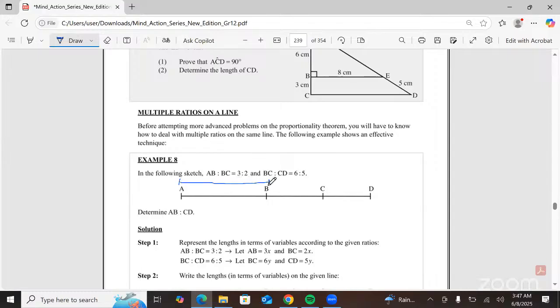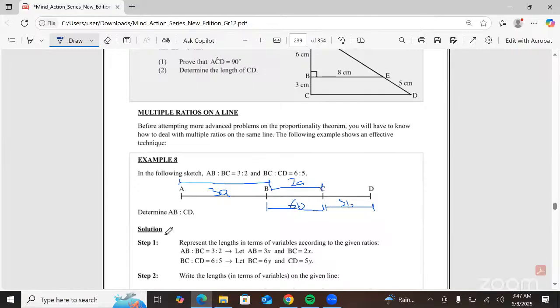What you need to do is this. If you are given the ratio, introduce the variable. AB is 3, let it be 3A. Then BC is 2, give it the variable as well, 2A. Fine. Then now, BC is this one, you are given 6, give it another variable, 6B. Then CD is 5, 5B. Okay. Now go to the question.